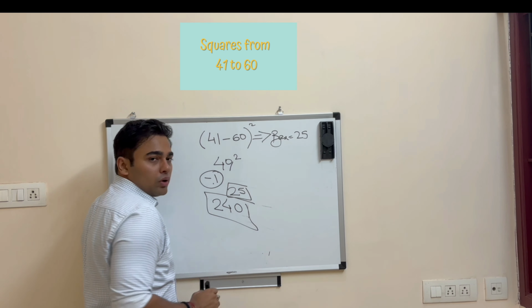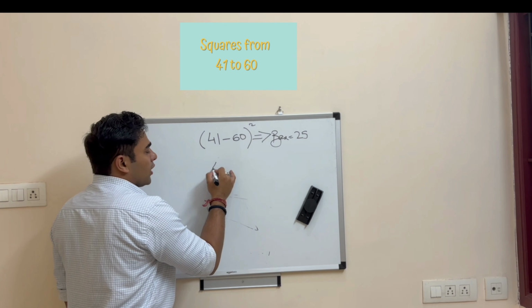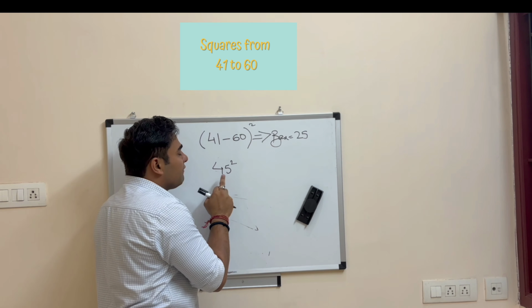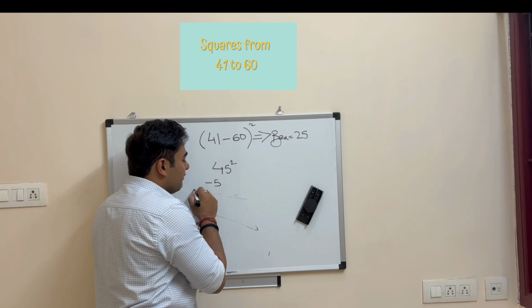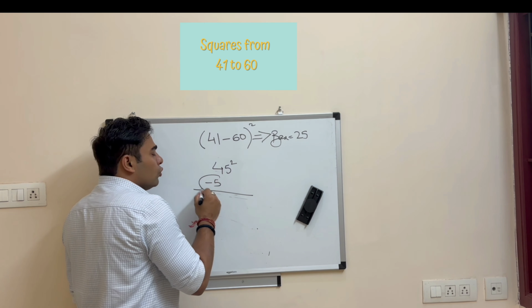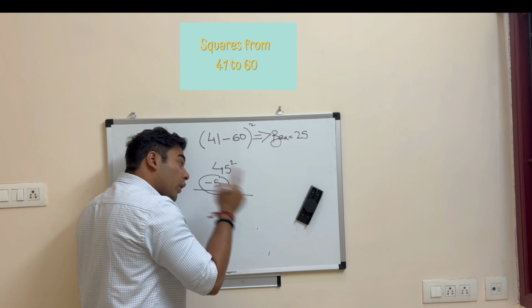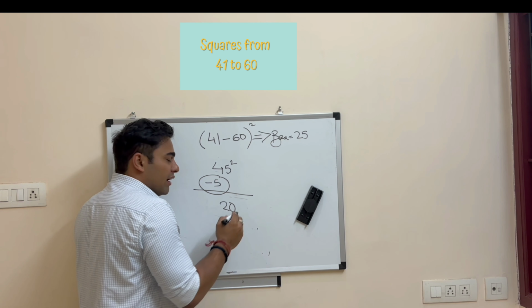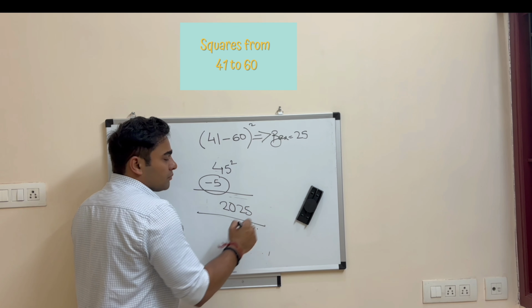Now I'll give you another example for your better understanding. Let's say 45 square. How much is it less than 50? It is less by 5. So what we are going to do is subtract 5 from 25. So 25 minus 5 is 20, and then the square of 5 is 25. So here is your answer.